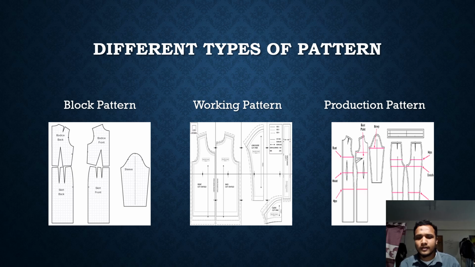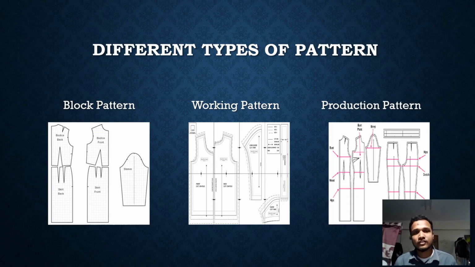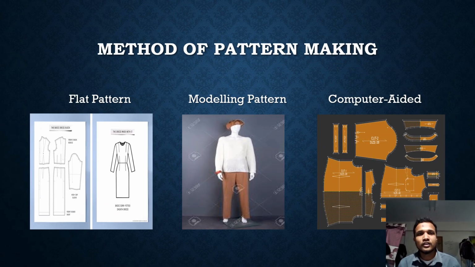And production pattern: adjust the standard body measurement, make the pattern, is called production pattern. These patterns are used for production in garment industries. Next slide is method of pattern making. There are three types of pattern making method: flat method, modeling method, and computer aided method.